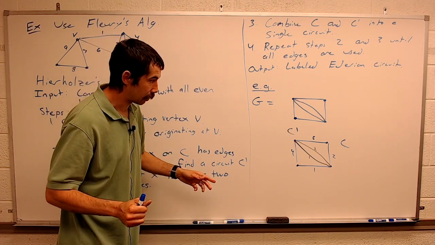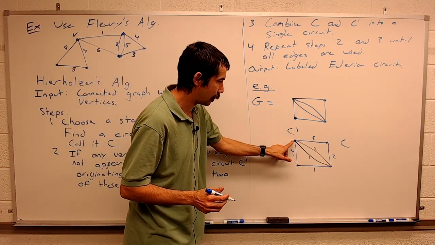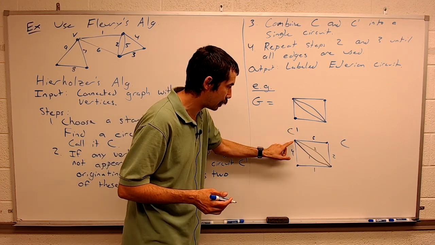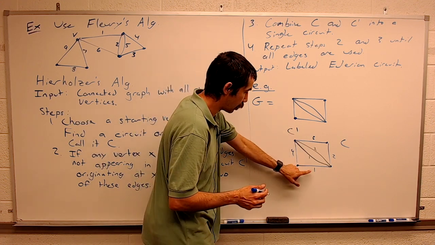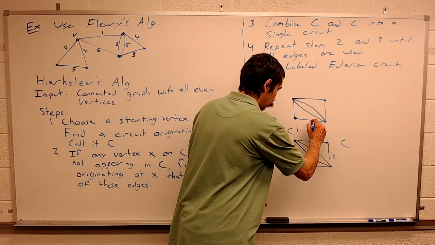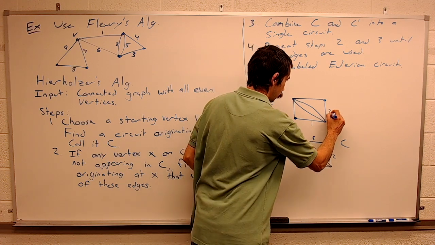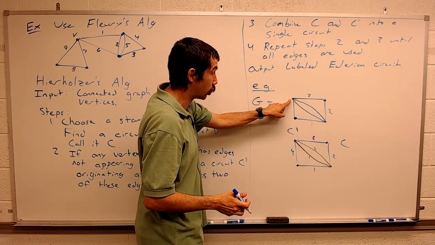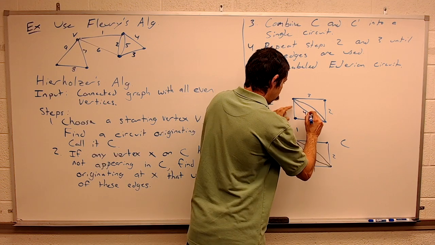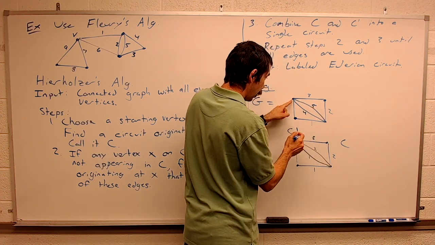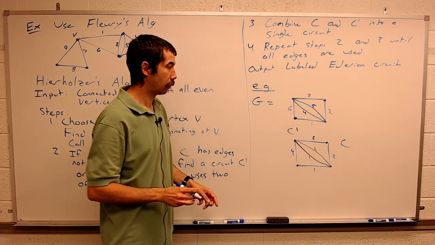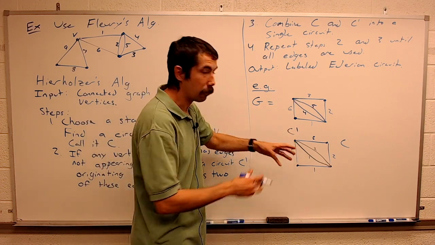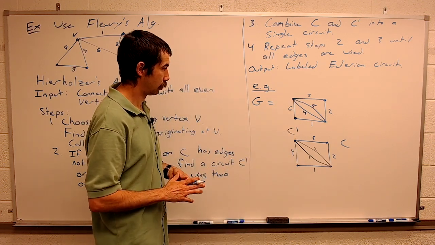And now the last step of the algorithm is to put these together. So we said this is what x was. When we get here in our circuit, we're going to take a detour down C prime. So our first step is going to be 1, 2, 3. Now we're going to take a detour down the C prime circuit. 4, 5, and then down is 6. Okay, so this is how Hierholzer's algorithm works. We get a bunch of circuits and then we glue them together.